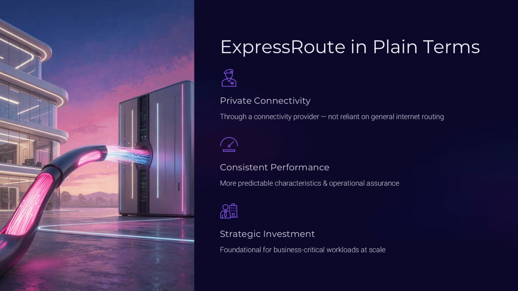With site-to-site virtual private network understood, you now define ExpressRoute in the same plain terms. ExpressRoute provides private connectivity between your network and Microsoft Cloud services through a connectivity provider, giving you a more predictable and enterprise-oriented connectivity model for many scenarios. You are not relying on general internet routing in the same way, and you typically gain more consistent performance characteristics and operational assurance. For leaders, ExpressRoute is often a strategic investment that supports business-critical workloads and long-term cloud adoption at scale. For architects, it becomes a foundational capability that reduces unpredictability as hybrid dependency increases.